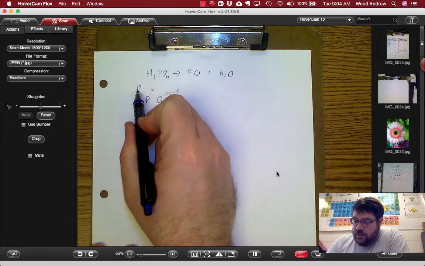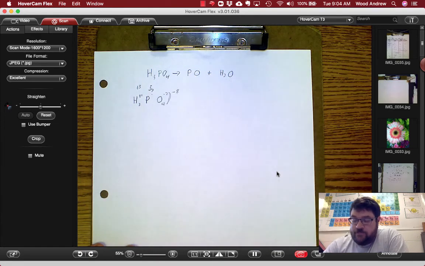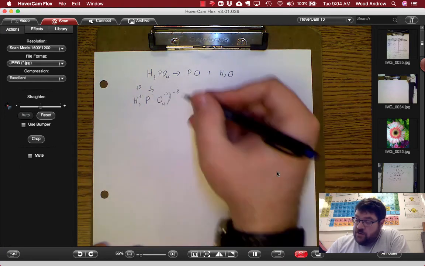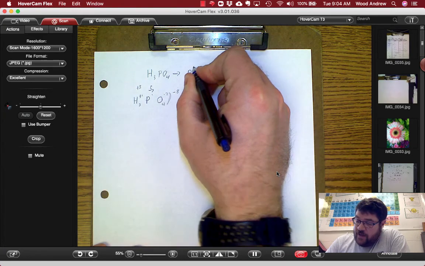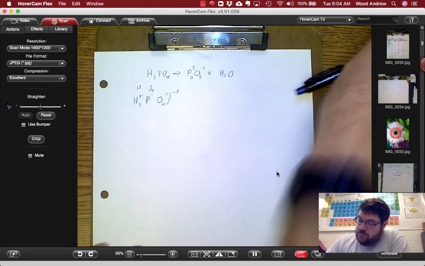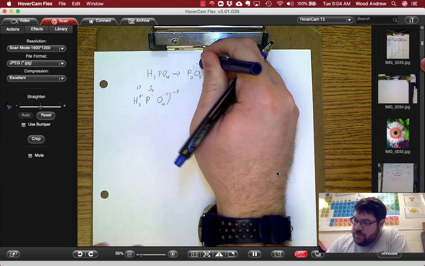So 3 plus what would give us 8? Well, that'd have to be a 5 again. Is it always going to be a 5? No, it just is in this case. 3 and 5 is 8, so this would be a phosphorus with a 5 charge. Oxygen is still negative 2, P2O5. Crossing our charges. Technically crossing oxidation states, but it's the same idea.